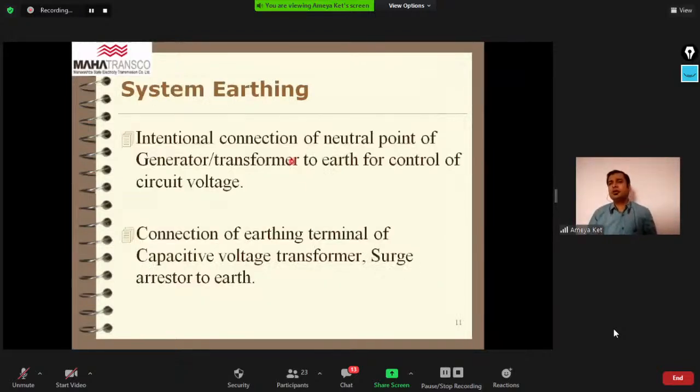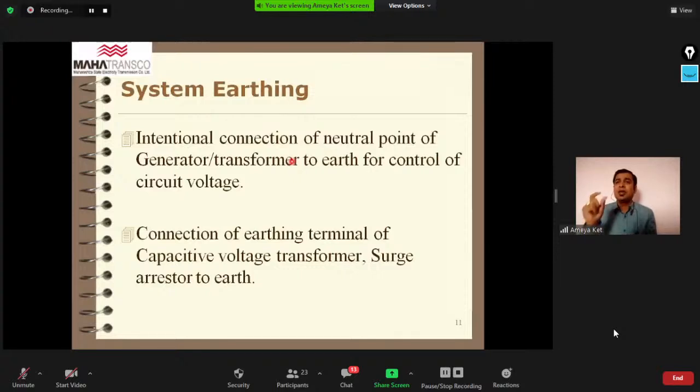Now moving towards the next part, system earthing. As the name itself indicates, the earthing is carried out for the sake of the system only. A good example of system earthing is the intentional connection of the neutral of a generator or transformer to the earth for control of the circuit voltages. And a good example in our EHV substations is the connection of the earthing terminal of a CVT or the lightning arrestor. CVT is capacitor voltage transformer, and surge arrestor is LA. That type of earthing is known as system earthing.